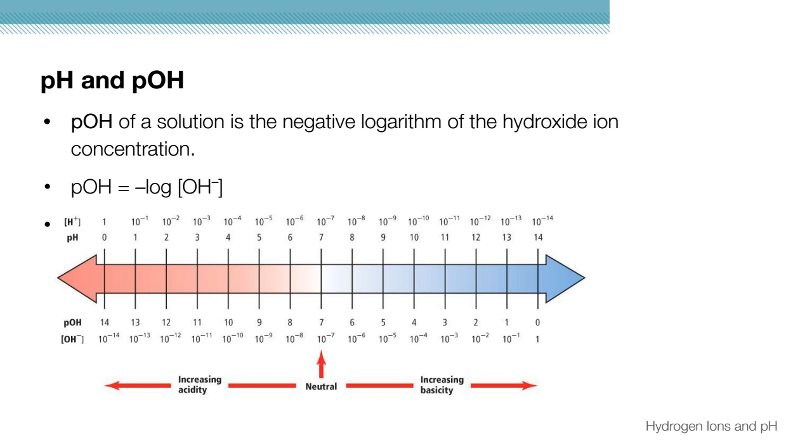As far as what you need to understand, pOH measures hydroxide ion concentration, pH measures hydrogen ion concentration, and looking at the pH scale, where are the acidic numbers? Where are the basic numbers? Where is neutral? You do not need to understand what a logarithm is. If you do, that's impressive. Awesome. Good job.